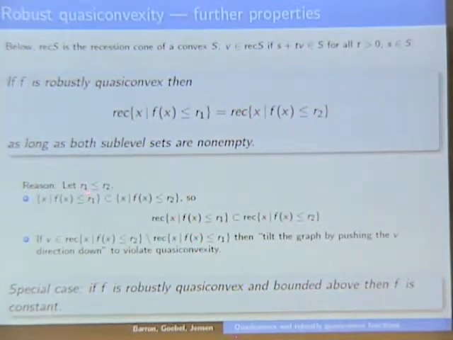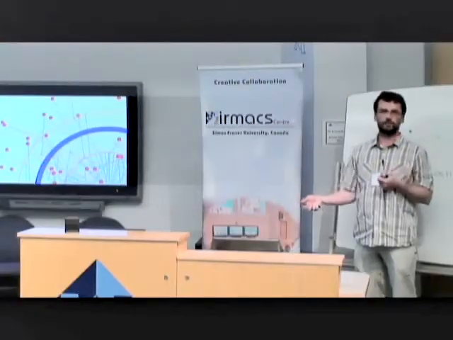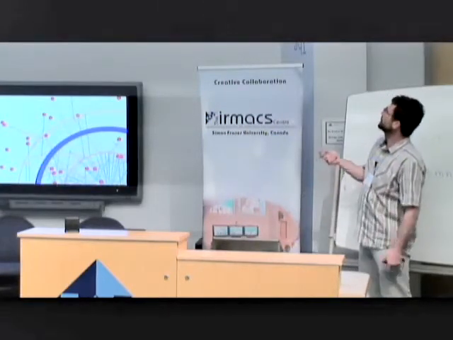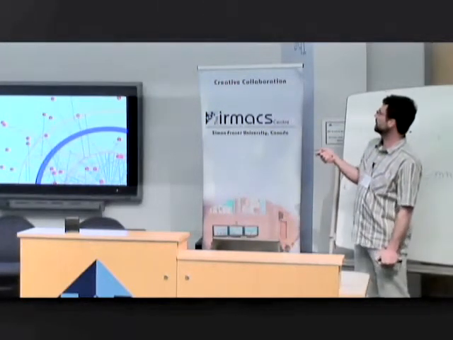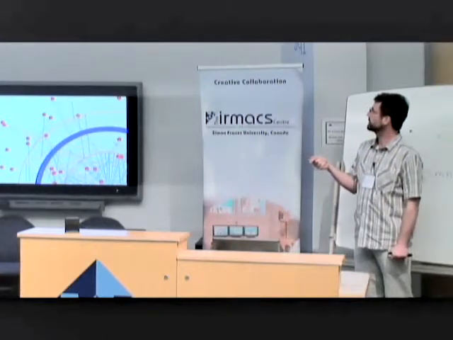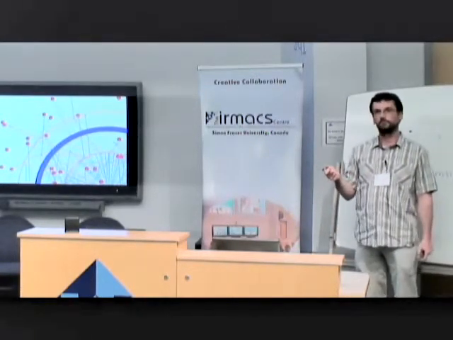Well, where is it coming from? If you pick r1 less than r2, then one inclusion between sub-level sets is obvious, because the lower level set is smaller than the bigger, so its recession cone is smaller than the one for the bigger. How do you prove the reverse inclusion? Well, if you have a direction in which one sub-level set goes forever, but the other one doesn't, then you just take this direction and push it down a little, and you'll end up destroying quasi-convexity. A particular consequence of this is that robustly quasi-convex functions that are bounded above are constant.